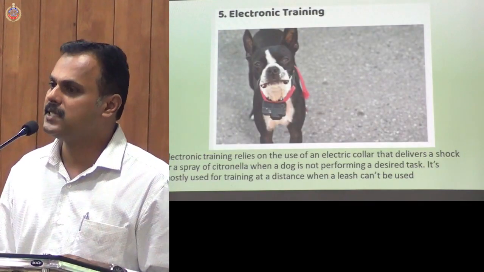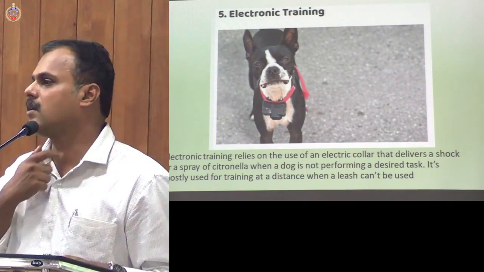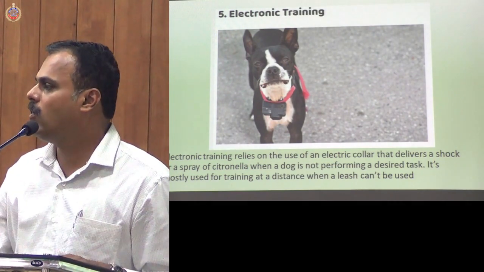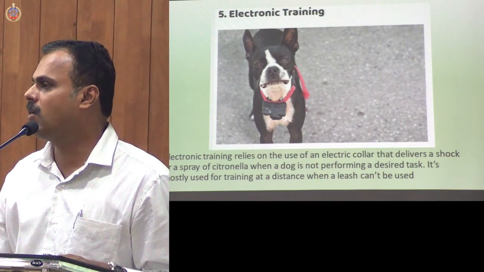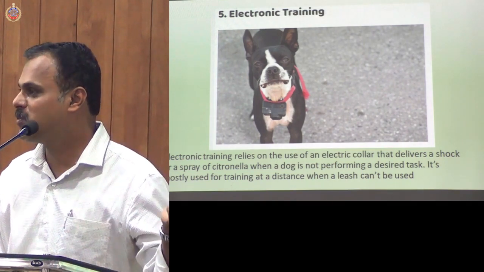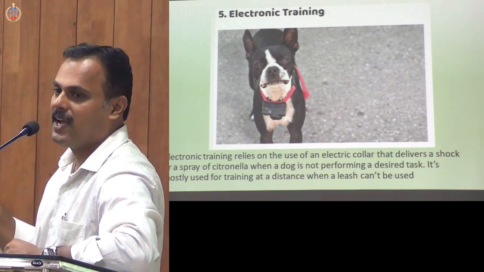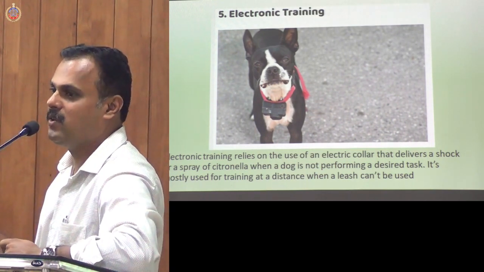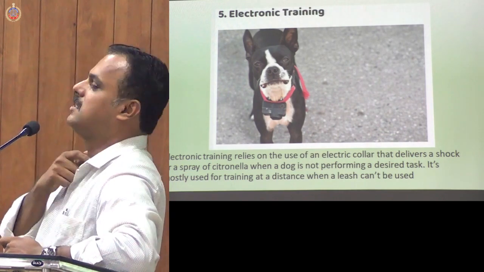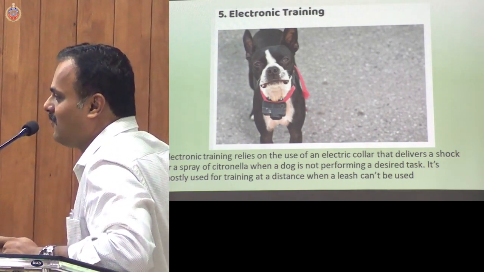Electronic training is an advanced mode of training in which you can remotely control the collar. A low shock is given for the wrong thing. So it is a negative reinforcement. You remember those boxes? That is what is called negative reinforcement. If the animal is doing some mischief and you want to control it, you just press, a shock will come and it will stop doing it.